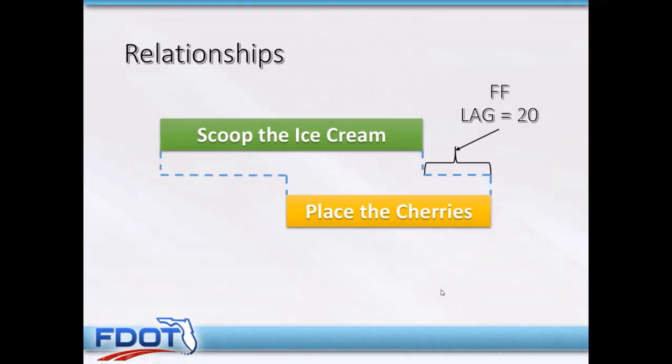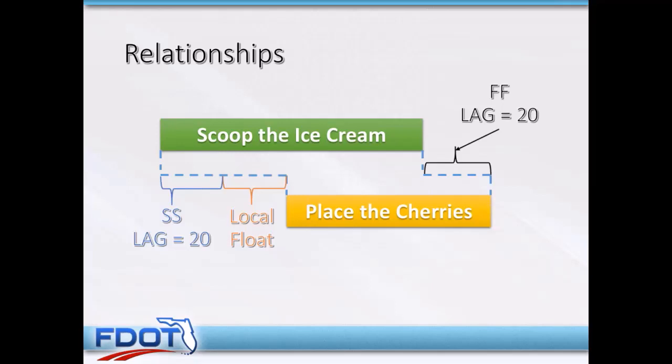This could also be done as a start-to-start relationship because your friend has to wait until after the first scoop you put down, your friend has to wait and put the first cherry down after 20 minutes. In this case, you kind of have two competing relationships. And this is a made-up term.